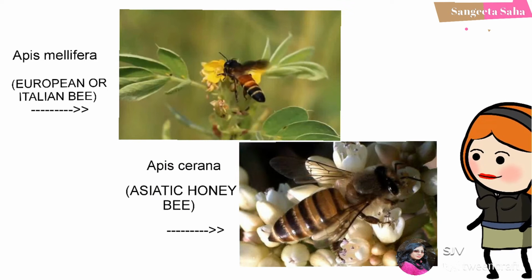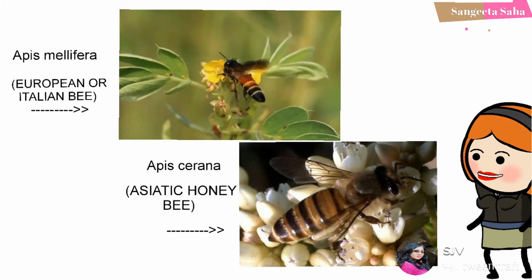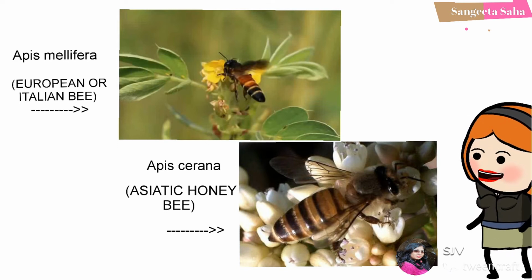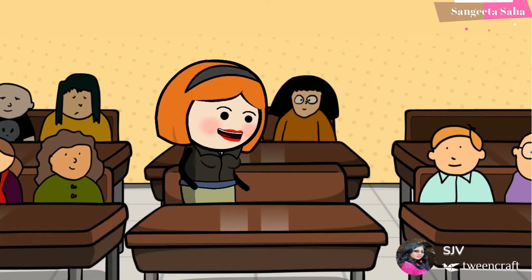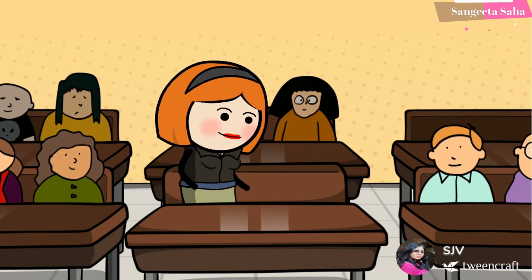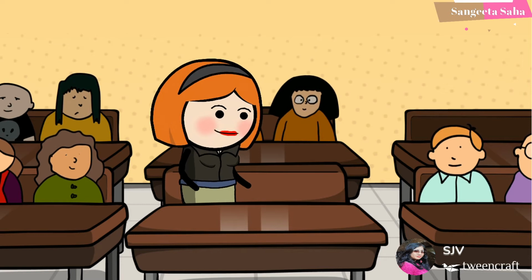If you compare Apis cerana with Apis mellifera, it is observed that Apis cerana colonies are typically smaller, consisting of around 34,000 bees, whereas Apis mellifera prefer smaller nest cavities and their colonies consist of 20,000 to 60,000 bees. So by now you have got an idea about different types of honeybees. In the next part, we are going to discuss how honeybees make hives.